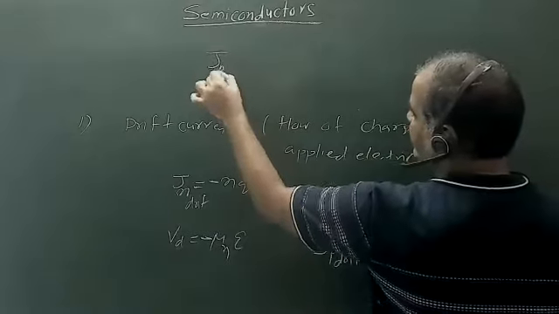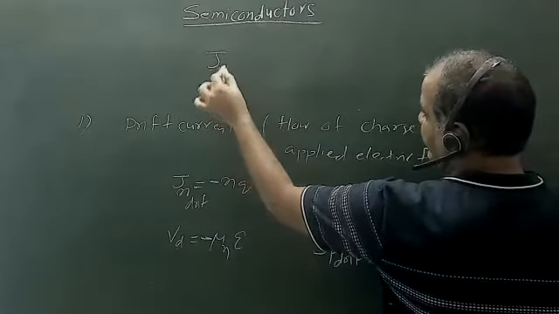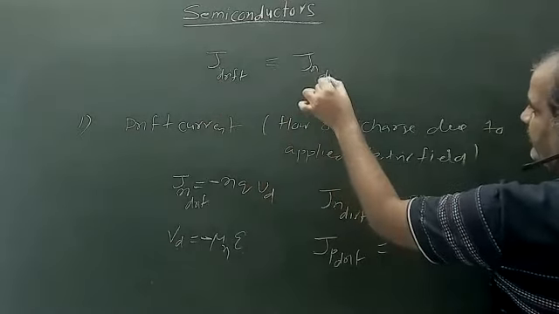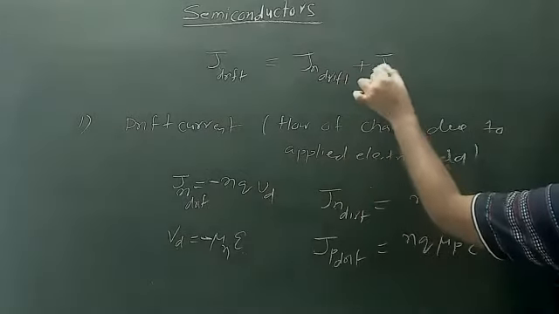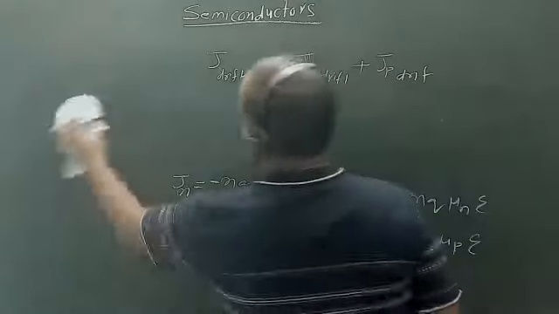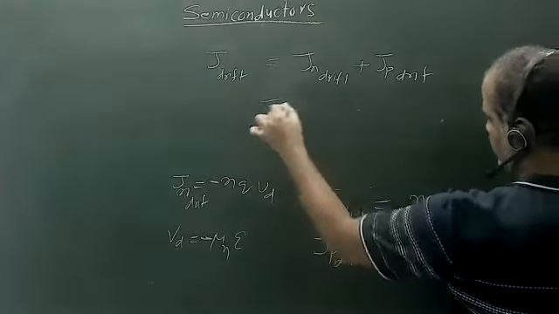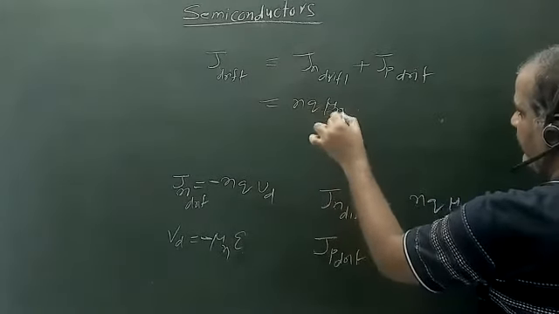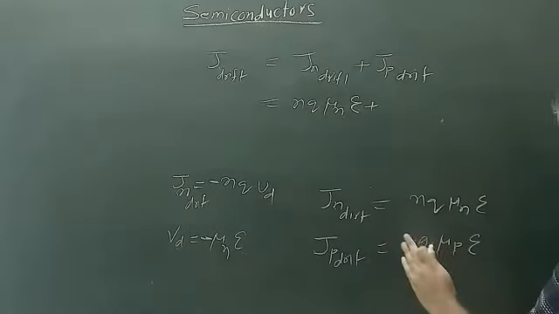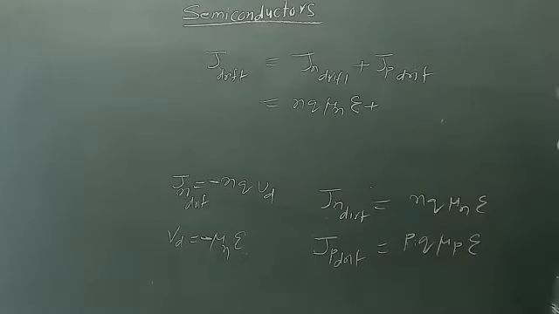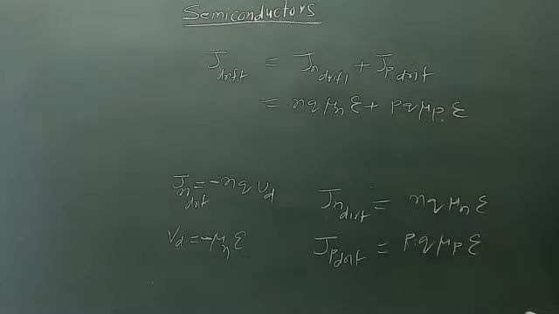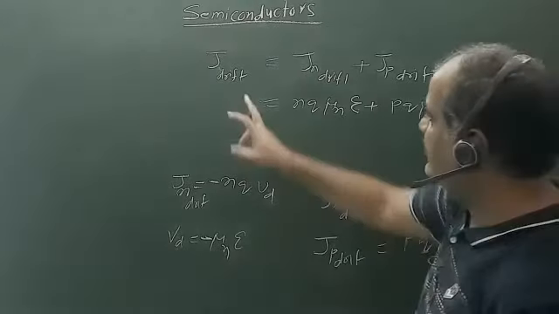Okay, and the total drift current in a semiconductor is given by J drift, due to J electron drift plus J hole drift. So if I write now total drift current density, that will be equal to n Q mu n E plus p, yeah, p आएगा. Okay, charge carrier concentration is p in the case of holes. So p Q mu p E. So this is the expression for drift current density.